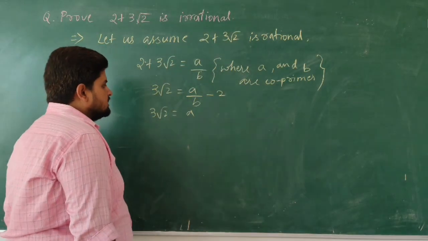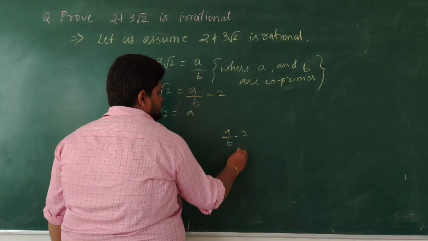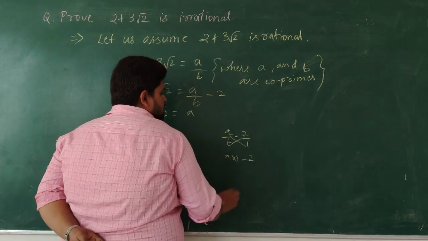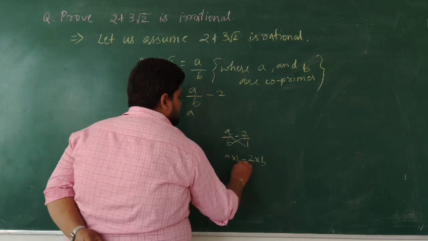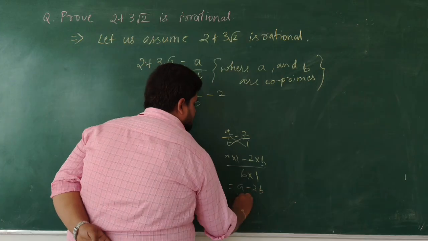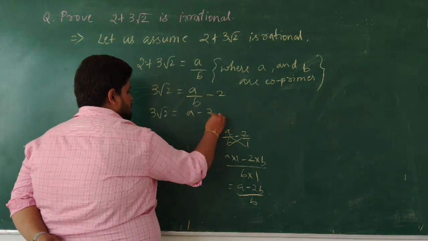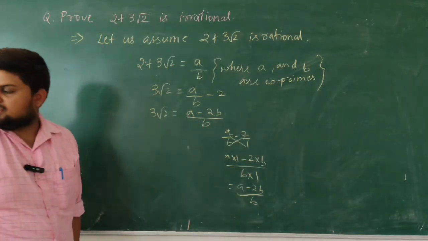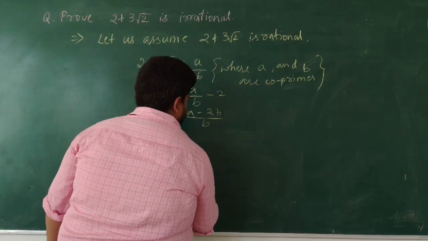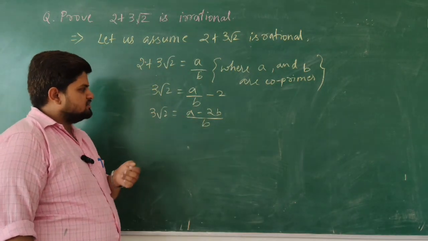Using cross multiplication, a by b minus 2 is nothing but a by b minus 2 by 1. Cross multiplying, we get a multiplied by 1 minus 2 multiplied by b, divided by b multiplied by 1, that is a minus 2b divided by b. So I can write 3 root 2 is equal to a minus 2b divided by b.